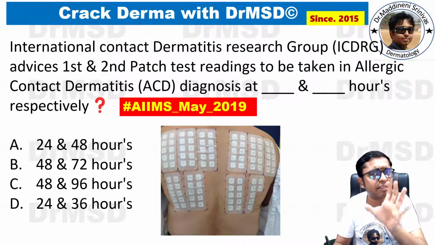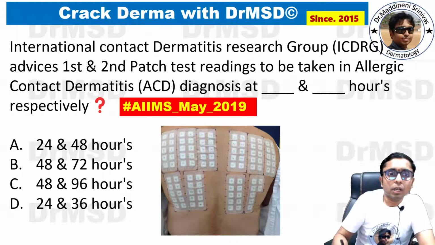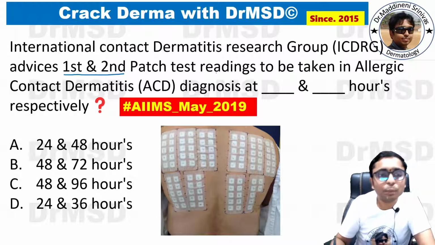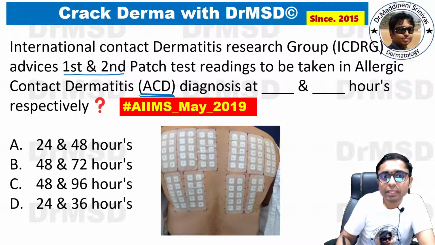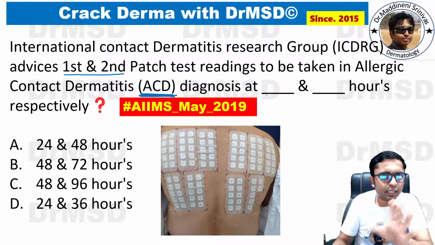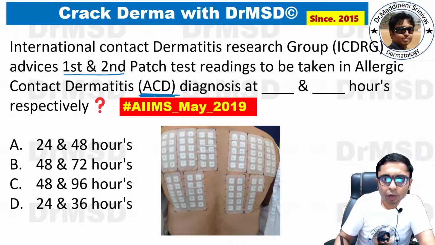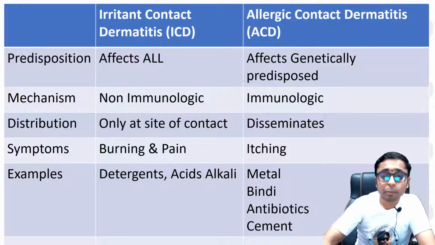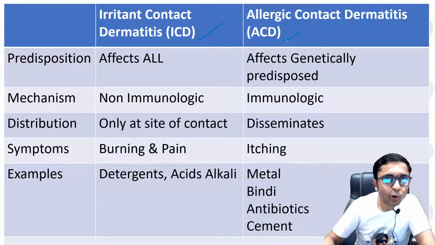So this is a very, very important repeat MCQ. The International Contact Dermatitis Research Group advises first and second patch test reading to be taken in allergic contact dermatitis diagnosis at so and so hours. So what are these hours? First of all, you should know what contact dermatitis is. Contact dermatitis is of two types: irritant contact dermatitis and allergic contact dermatitis.